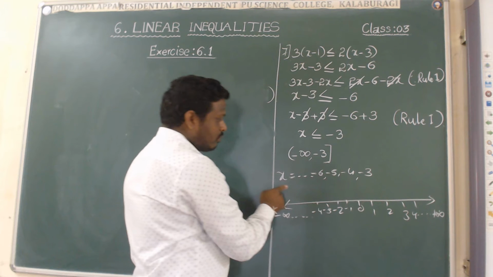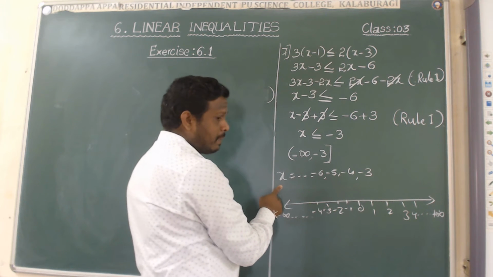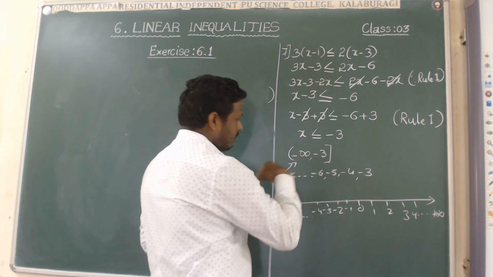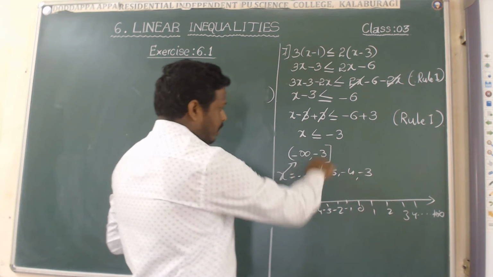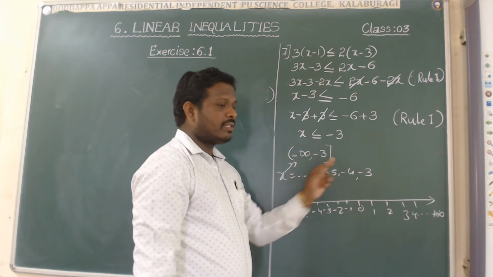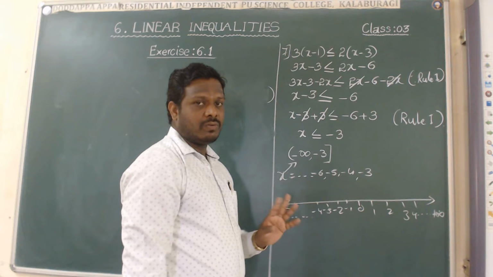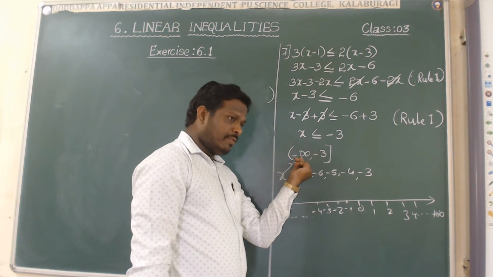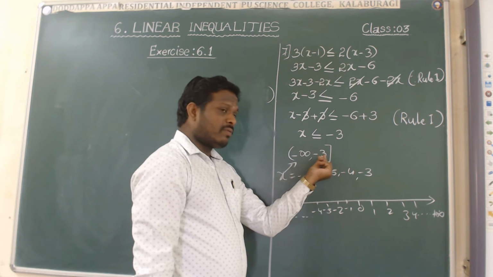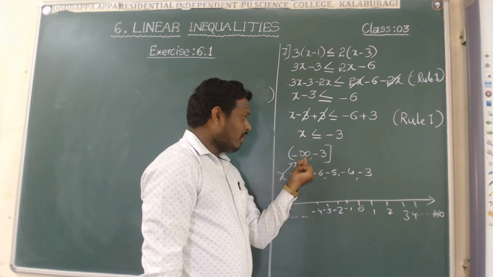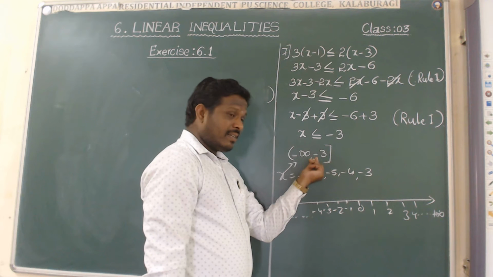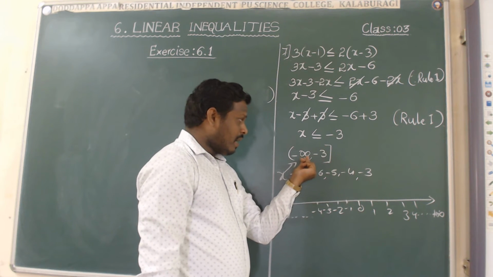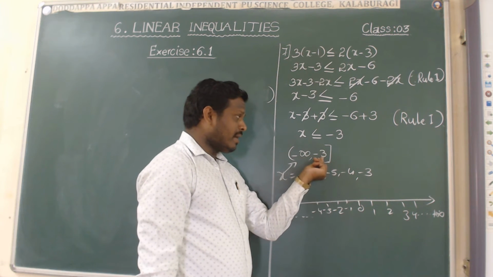These are the solutions of x. How can we represent them using intervals? In this way: open the interval here and use a closed interval on the right side. What does this mean? Excluding the x values at minus infinity, and including the x value minus 3.